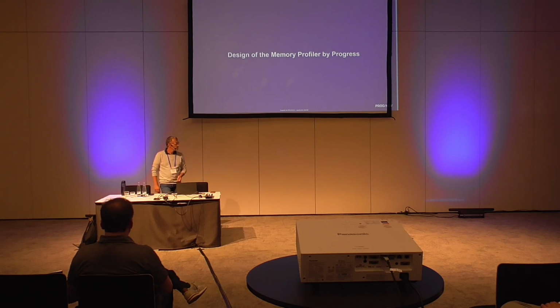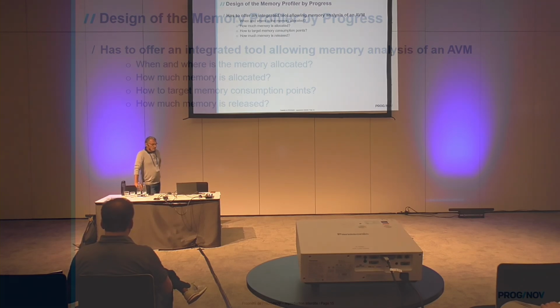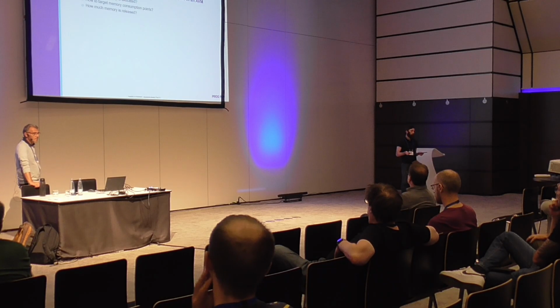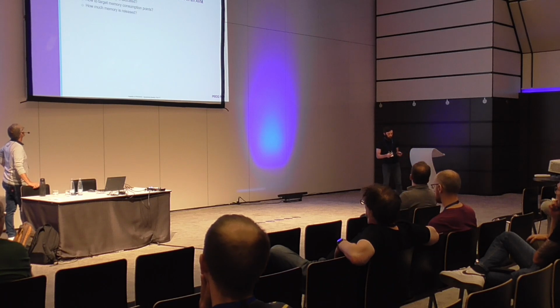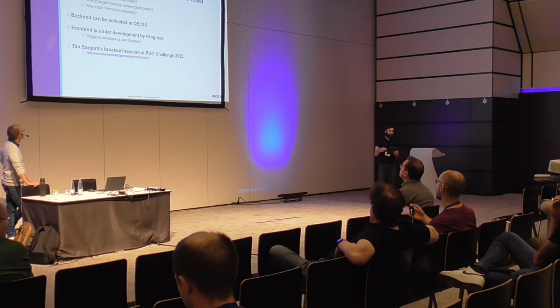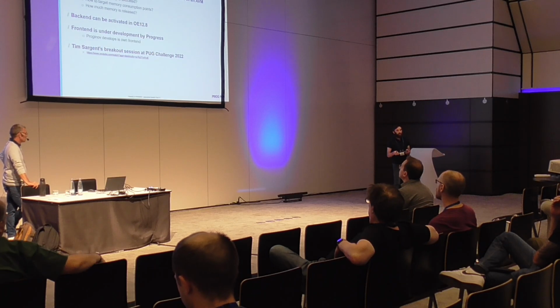Okay, so about the design of the memory profiler. Progress integrated it to allow the analysis of the memory on the AVM. So you can see it gives detail on the consumption and the allocation of the memory. You can activate it since 12.8, in all versions of 12.8. The front end is still under development by Progress. So at Proginov, we develop our own front end while waiting for the one designed by Progress.